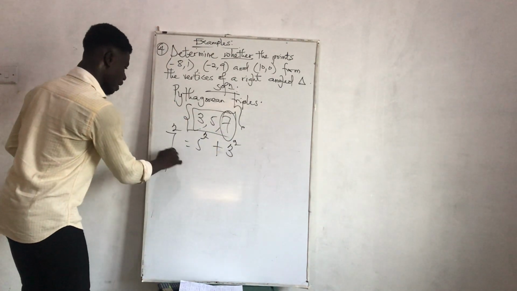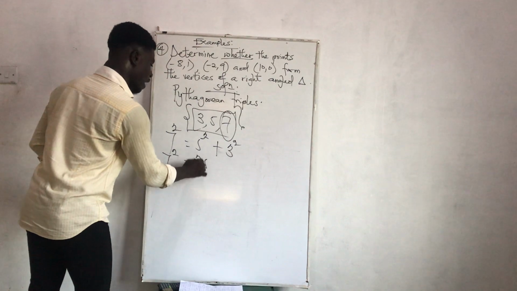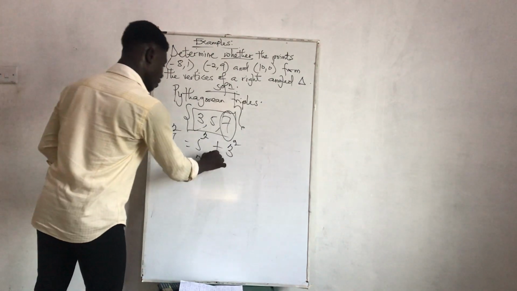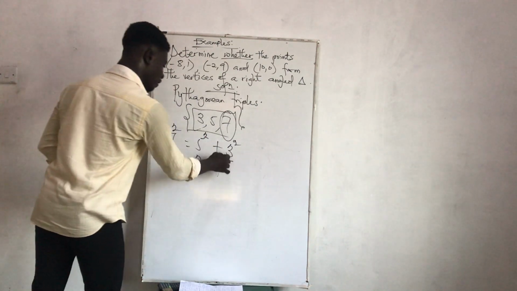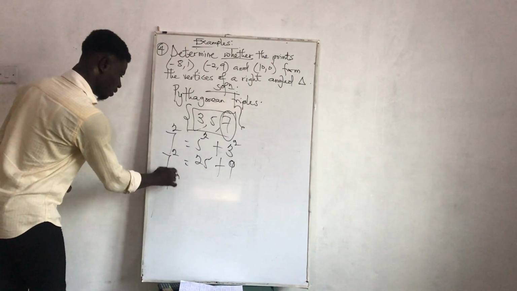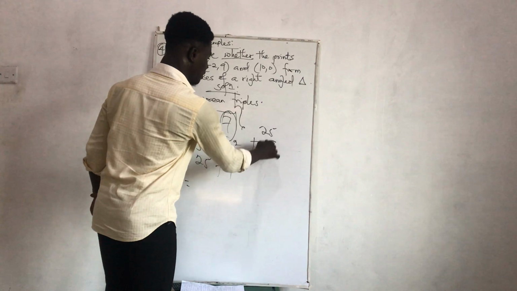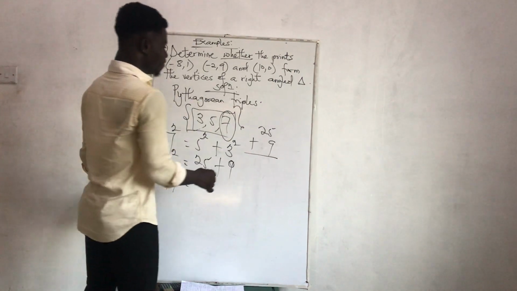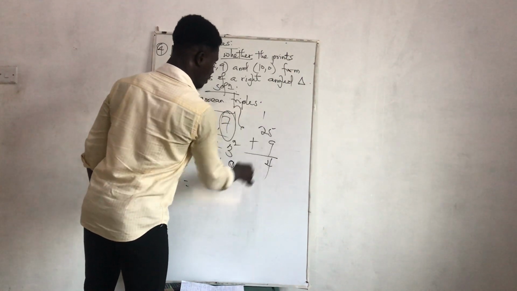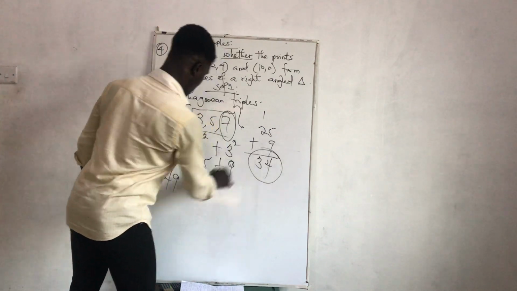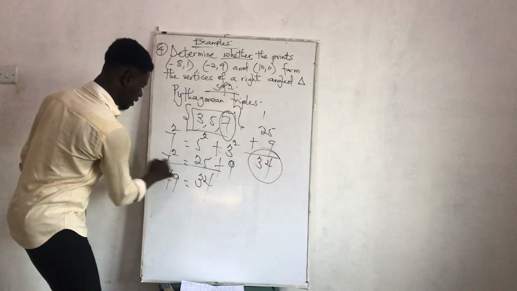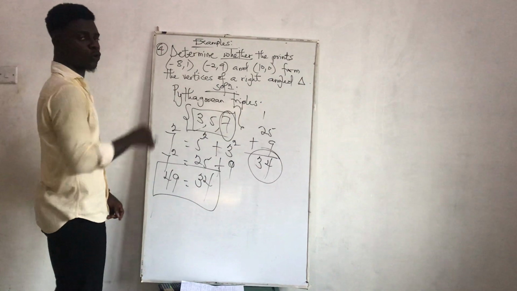So 7 squared equals 5 squared, which is 5 times 5, and it gives 25, plus 3 squared, 3 times 3, and it gives 9. 7 squared, which is 49, is equal to, let's see, 25 plus 9. 9 plus 5 is 14. You carry 1, then you get 34. So I have 34 here. Now you cannot tell me that 49 is equal to 34.